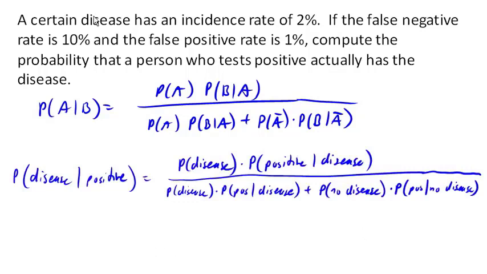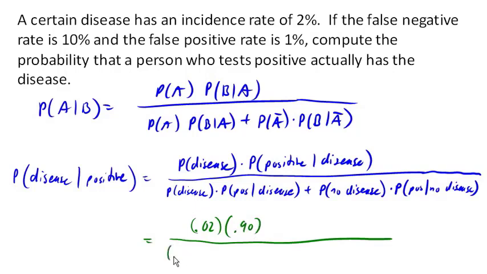So now we can start filling in all this information. What is the probability that they have the disease? Well, that is, in this case, 2%, right? It's a 2% incidence rate. What's the probability that they get a positive test given that they have the disease? Well, there's a false negative rate of 10%, which means there's a 90% chance that they'll test positive given they have the disease. Down here, we have the probability of no disease, which would be 98%. And then what's the probability that we test positive given that we don't have the disease? That's our 1% false positive rate.